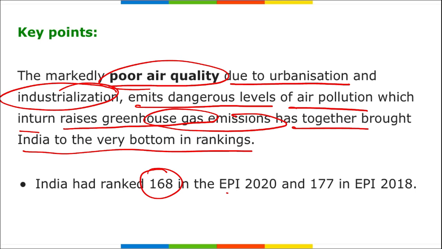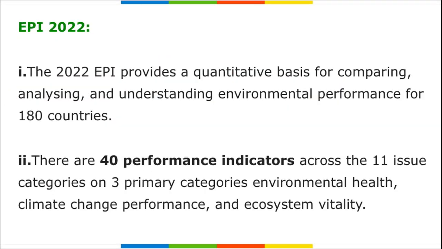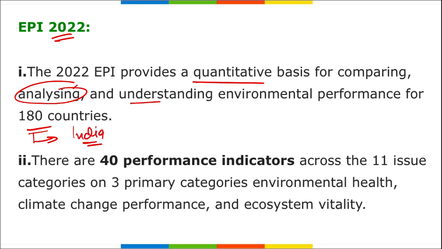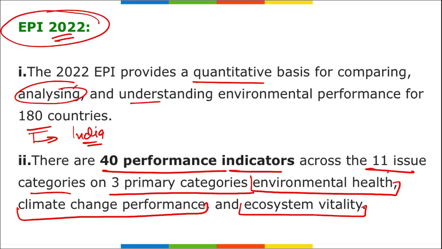India ranked 168 in EPI 2020, 177 in EPI 2018, and now in the Environmental Performance Index for 2022, India was ranked at the bottom, at the 180th position. Very bad news for India, you can say. The EPI provides a quantitative basis for comparing, analyzing and understanding the environmental performance of 180 countries, and you can see India is at the bottom here. There are 40 performance indicators across 11 issue categories under 3 primary categories, that is environmental health, climate change performance and ecosystem vitality. Compiling all those things, India is still at the bottom position, that is 180th position, in the Environmental Performance Index for 2022.